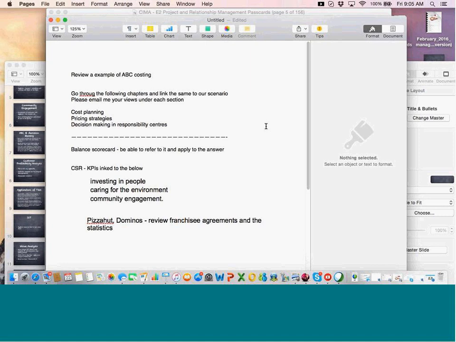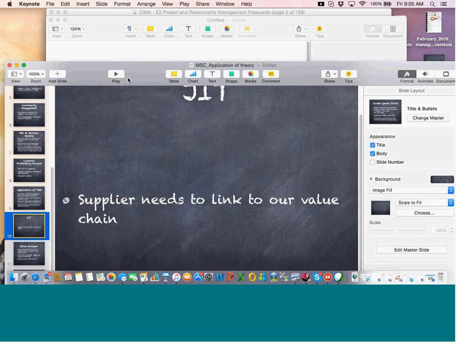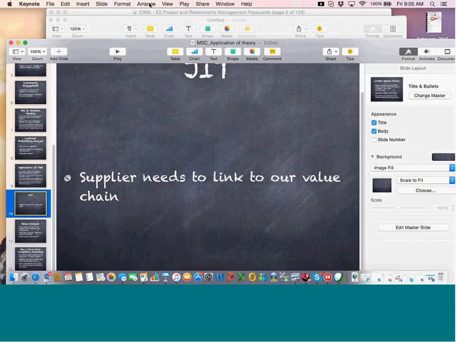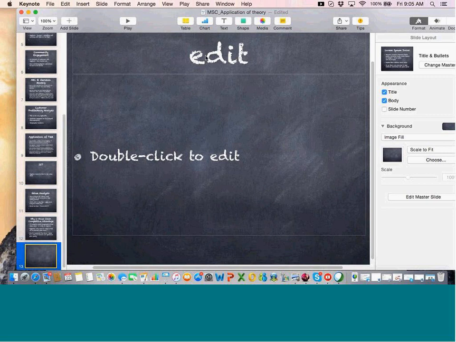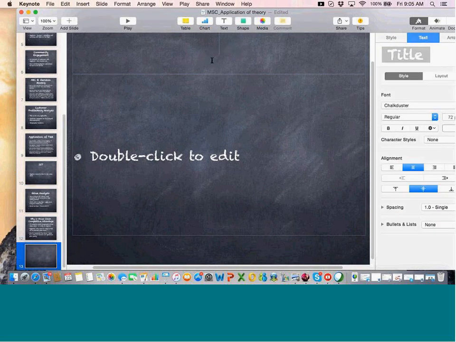Yes. We said let's look at ABC costing, because I did explain to you what activity based costing is. Have you looked at ABC costing and again relating to cost planning, pricing strategies, decision making? Cost planning and pricing strategies. I had no time on looking at the last chapter, the one on decision. So you looked at cost planning, and pricing strategies as well.